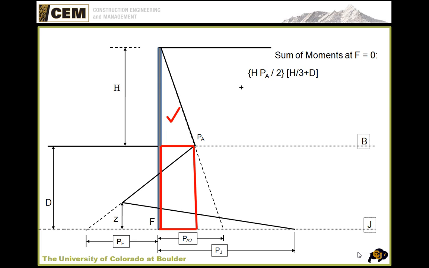Now the rectangle, very easy to calculate the area of that. It's going to be PA times D. We don't need to divide it by 2. So PA times D, and the distance that we're going to be away from F is simply going to be D over 2.